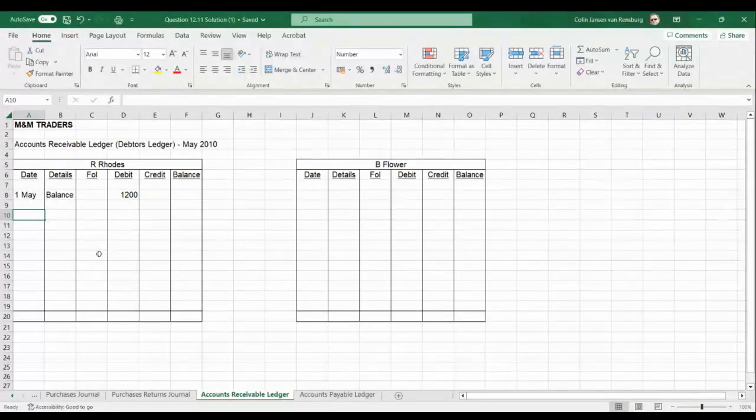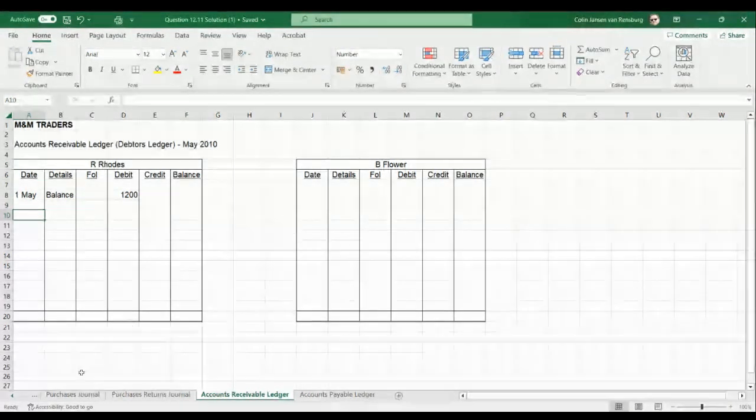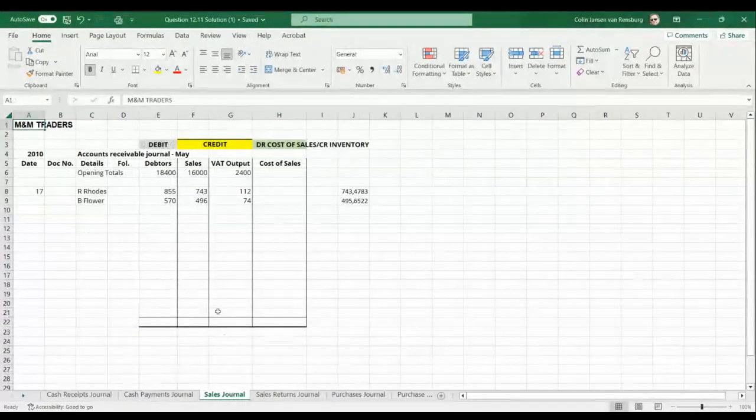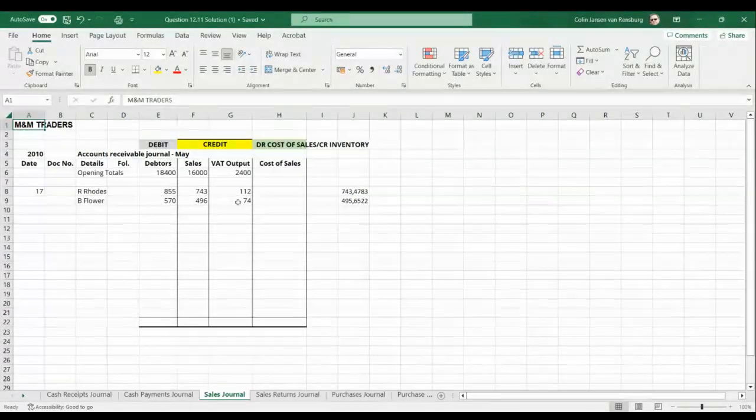Now let's go and see, ladies and gents, what was that transaction that we had with R Rhodes in the second part of the month. So we go to our sales journal. Now the question is, which of these figures, the 570, the 496, or the 74 rands, are we going to post to the debtors ledger or the accounts receivable ledger? Which one of those three values are we going to post to their personal account?